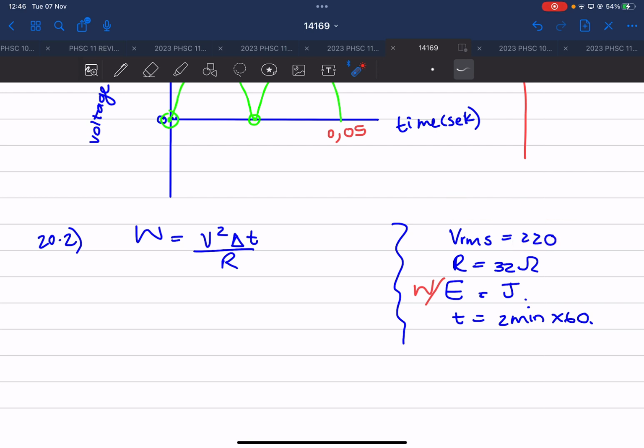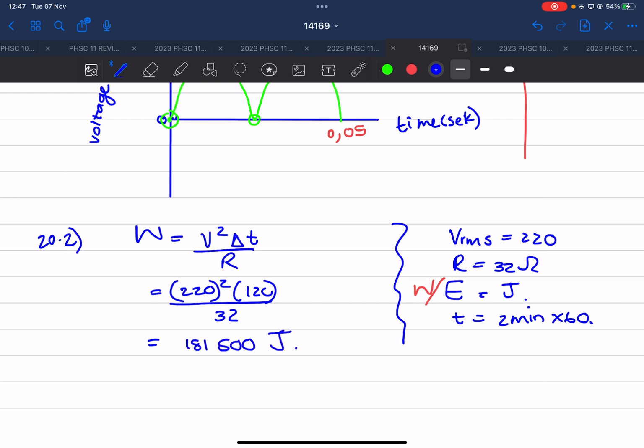Okay, maar hulle het nie dit gesê nie, né? Ek het nie verkeerd gelees nie. Dis 'n vraag. Ja. Okay. So we have 220 squared times 120 over 32. 181,500 joules. Yes? Okay.